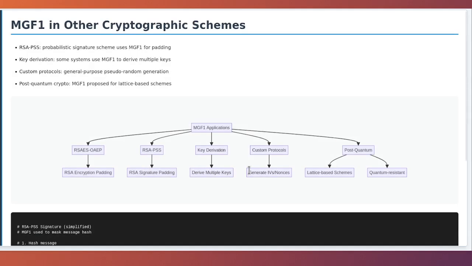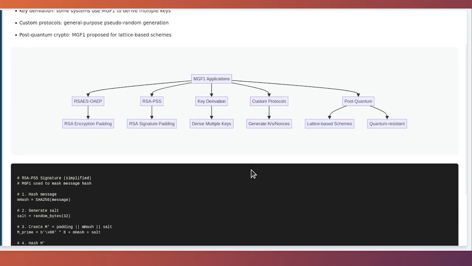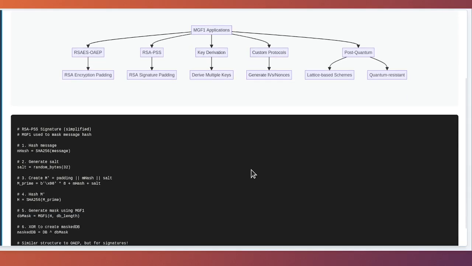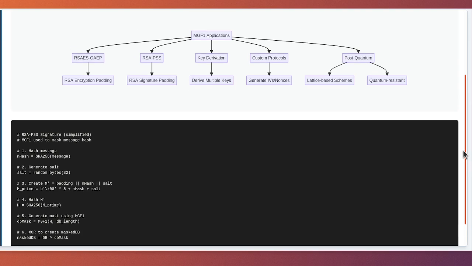MGF1 in other cryptographic schemes. While MGF1 is most commonly known for its use in RSAES-OAEP, it appears in other cryptographic schemes as well. Understanding these other applications shows the versatility of MGF1 as a cryptographic building block and helps us appreciate its design. Let's explore some of these other uses.